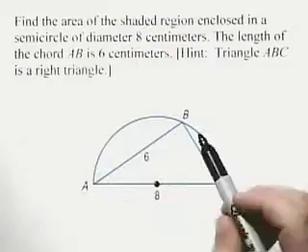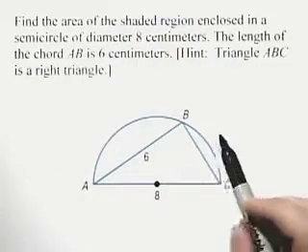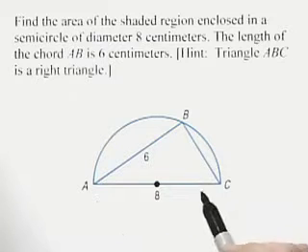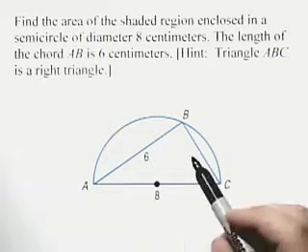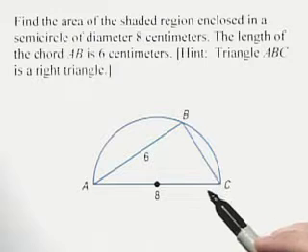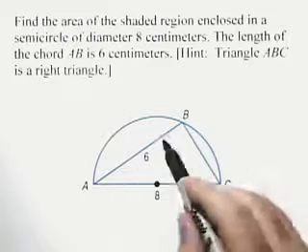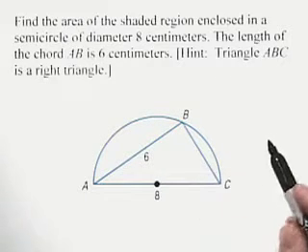In this problem, we're going to use the properties of right triangles to help us find the area of a shaded region. We'd like to find the area of the shaded region. It's enclosed in a semicircle of diameter 8 centimeters. The length of the chord AB is 6 centimeters. And we're given the hint that triangle ABC is a right triangle.